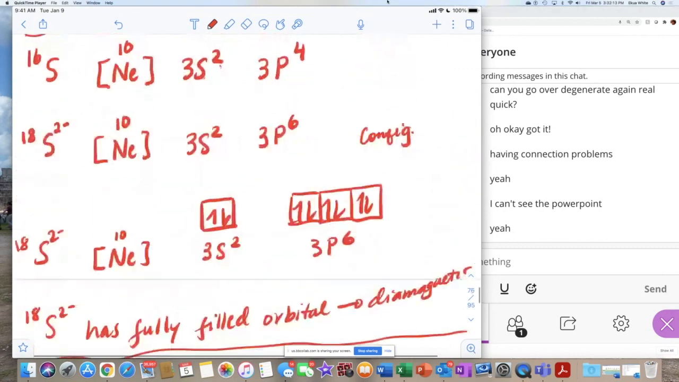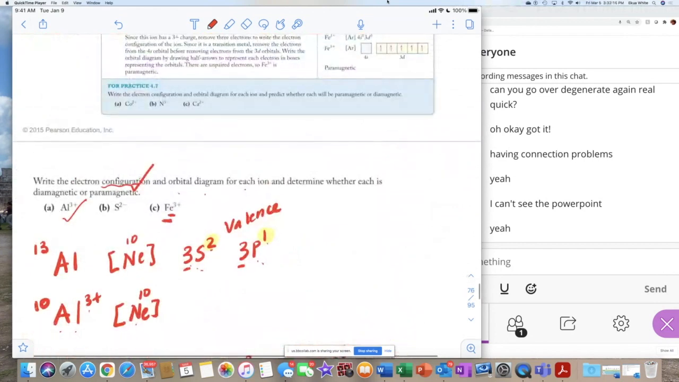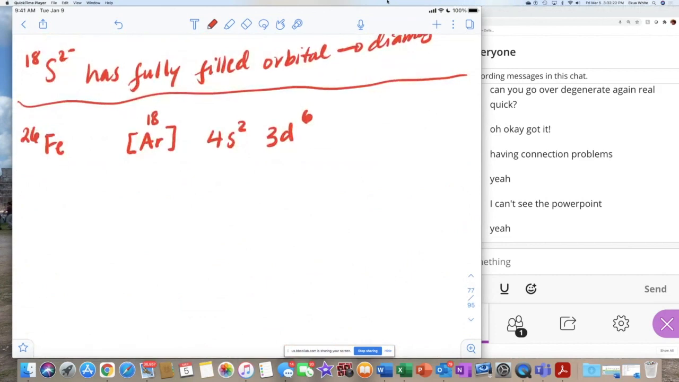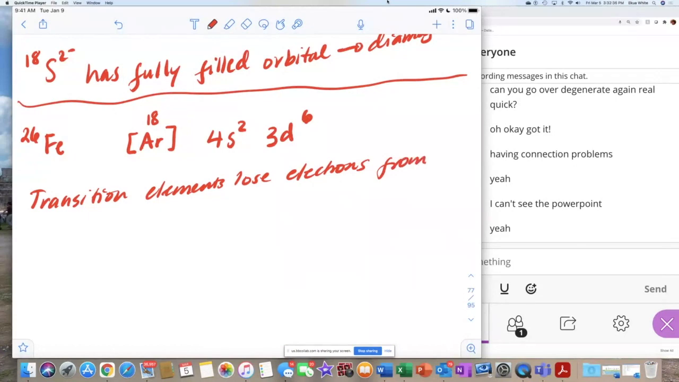Okay, so they want our iron to lose 3 electrons. Okay, we can do that. So remember, what are these called again? Transition elements, sorry. Transition elements lose electrons from s orbitals before d orbitals. Or so I should say, from s orbitals before d orbitals. Okay, this is the rule I am remembering, and this is the rule I am applying here in what I'm about to do.